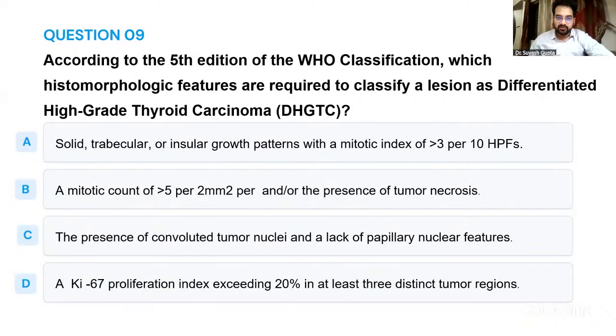According to the fifth edition of the WHO classification, which histomorphologic features are required to classify a lesion as differentiated high-grade thyroid carcinoma? A. Solid trabecular or insular growth patterns with a mitotic index of more than 3 per 10 HPFs. B. A mitotic count of more than 5 per 2 millimeters square and or the presence of tumor necrosis. C. The presence of convoluted tumor nuclei and a lack of papillary nuclear features. Or D. A Ki67 proliferation index exceeding 20% in at least 3 distinct tumor regions.